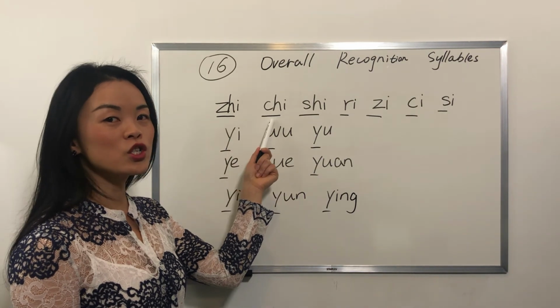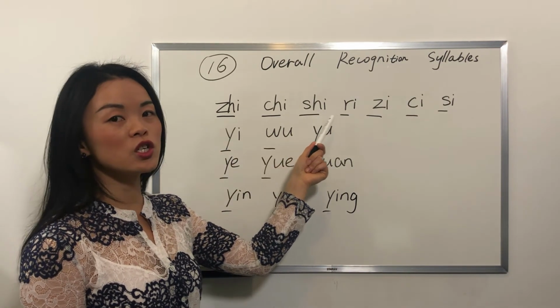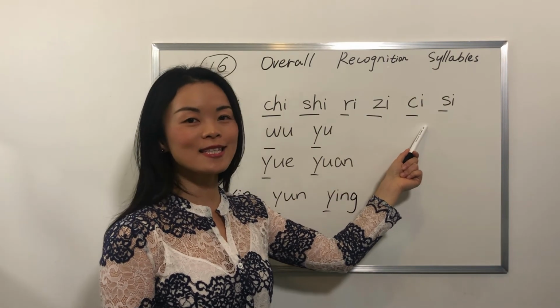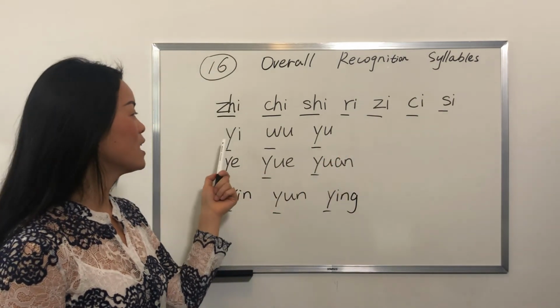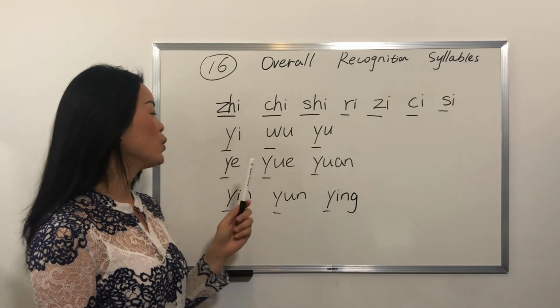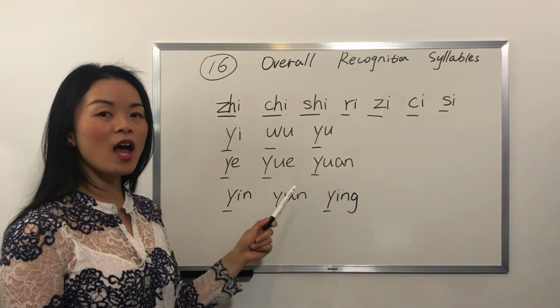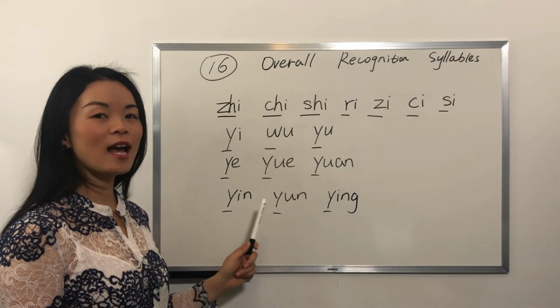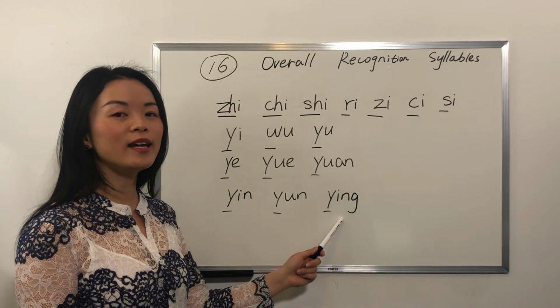Zhi, chi, shi, ri, zi, ci, si, yi, wu, yu, ye, yue, yuan, yin, yun, yin.